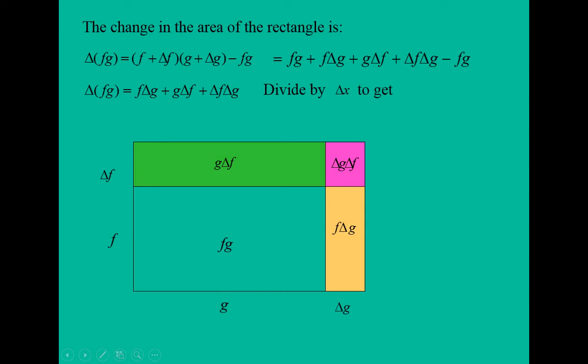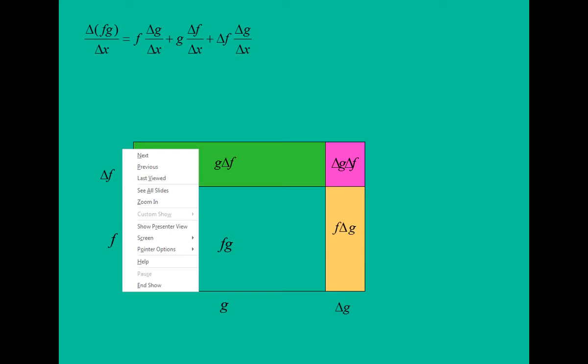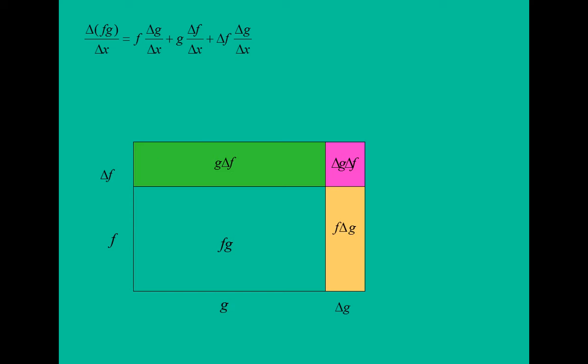Now we're going to divide everything by the change in x. So if we divided everything by the change in x, we get this. Now this is looking awfully close to, if you take a look at these up here, this looks like it's almost the derivative of f times g. If we took the limit as delta x goes to 0, we would have that derivative.